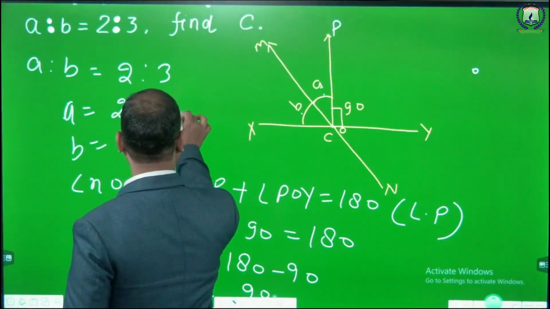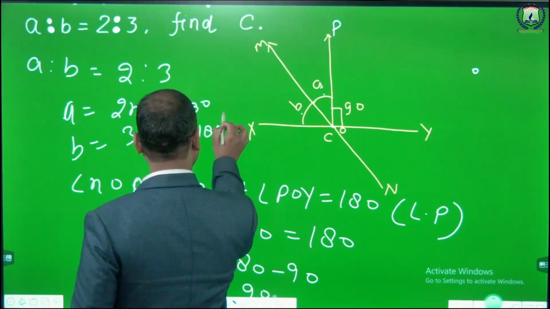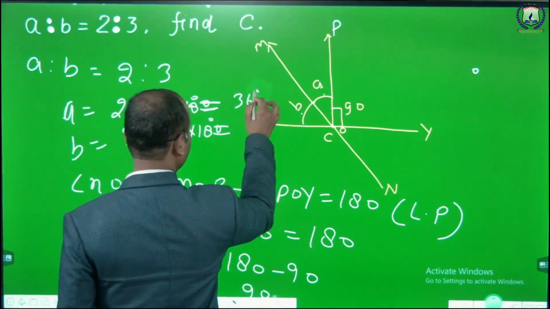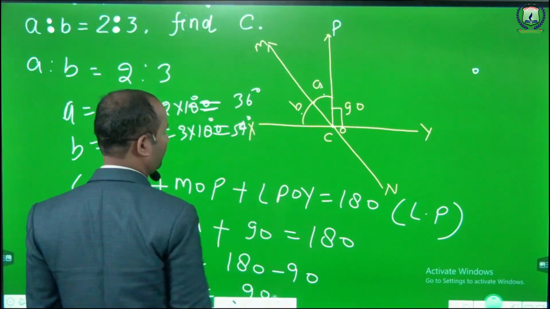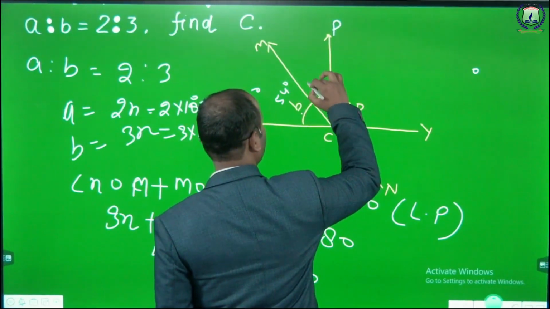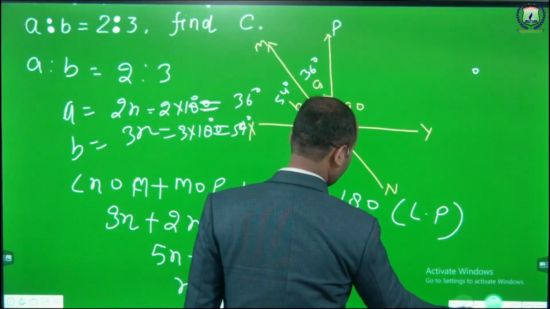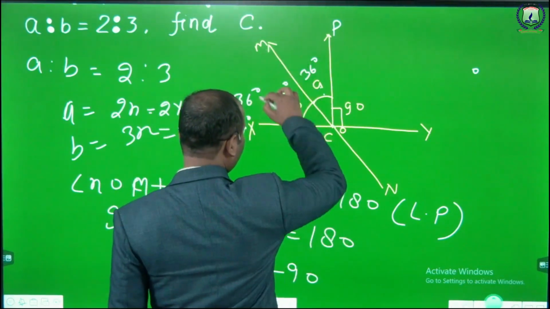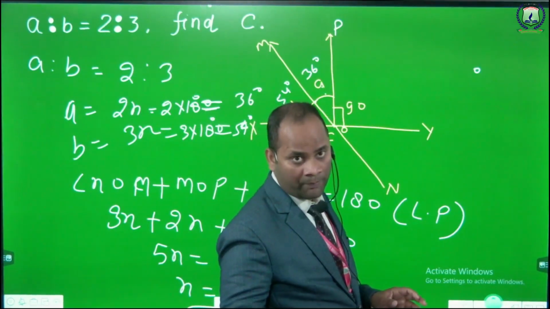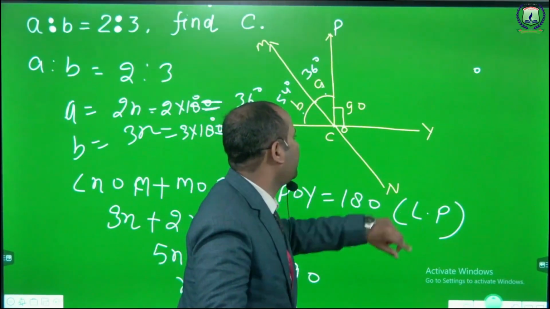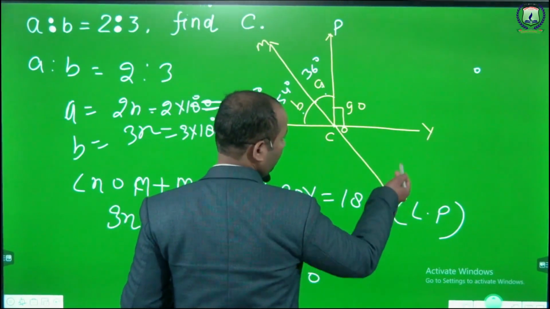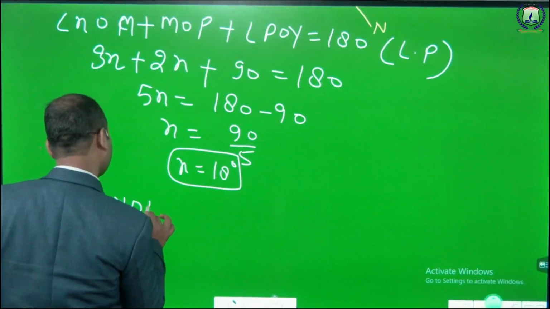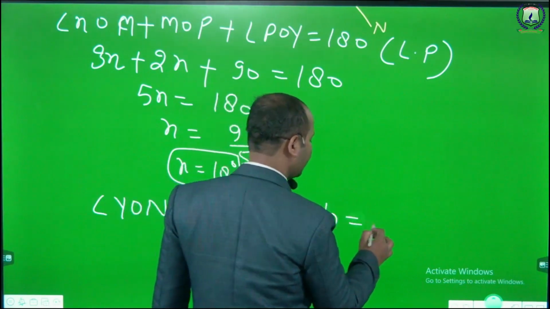Now the angle A will be 2 times 18, and angle B 3 times 18. That is equal to 36 degrees and 54 degrees. It means the value of B is 54 degrees and the value of A is 36 degrees. But you have to find out the value of C. It means XON. But you know that MOX and YON are vertically opposite angles, because line MN and XY intersect at point O. That's why angle YON is equal to MOX. So angle YON is equal to angle B, that is equal to 54 degrees.